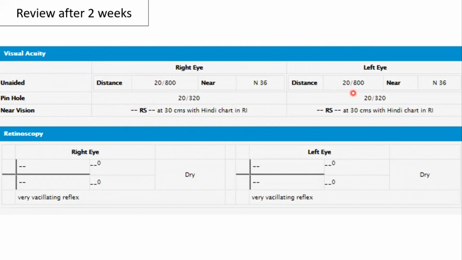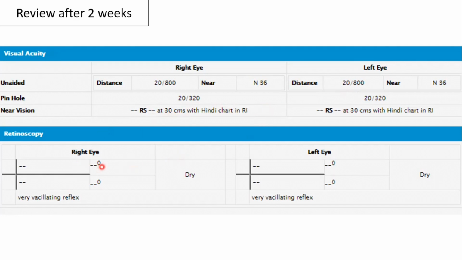The vision is not at all stable. Why? Because of the spasm of accommodation. That's why vision is unstable. Pinhole acuity was 320, but previously it was 2000, something like that. So that's why you can't rely on the vision. You have to do retinoscopy very nicely.